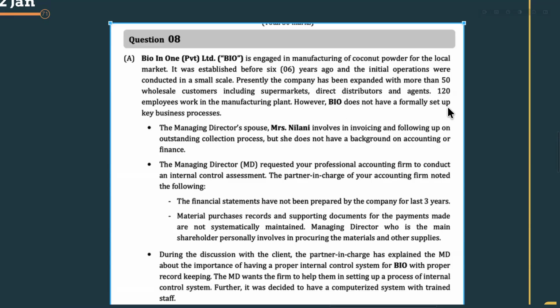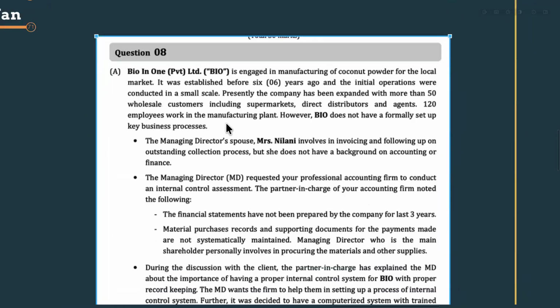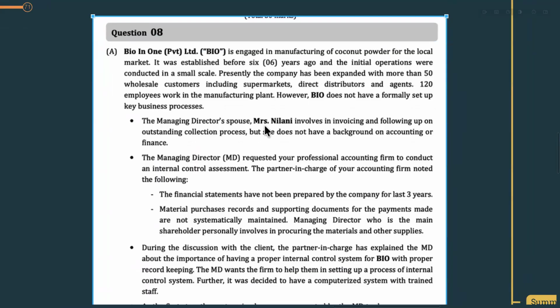However, Bio doesn't have formally set up key business processes. So that's a problem. Formally, they don't set what the business process is. Again, deficiency. Let's see. The managing director's spouse, it means the husband or wife, Mrs. Nilani, is involved in invoicing and following up on the outstanding collection process, but she doesn't have a background in accounting or finance. So that's definitely significant.